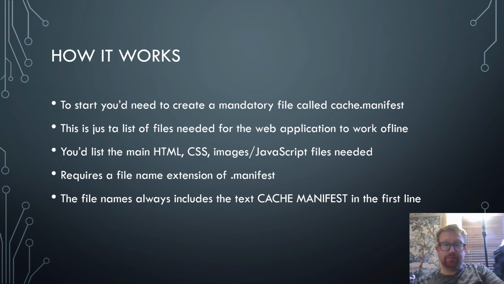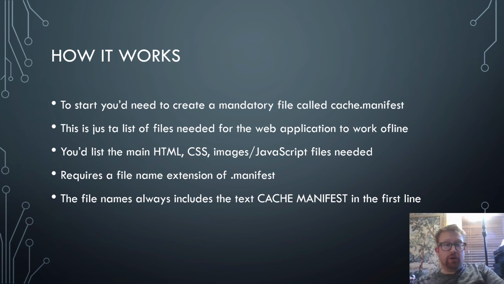So how does it work? You would create a mandatory file called the cache.manifest. This is just a list of files needed for the web application to work offline. That's quite simply all it is. You'd list the main HTML, CSS, image, and JavaScript files needed in order to work offline, and it requires the file name extension of .manifest. You have to have that, otherwise it won't code it correctly.